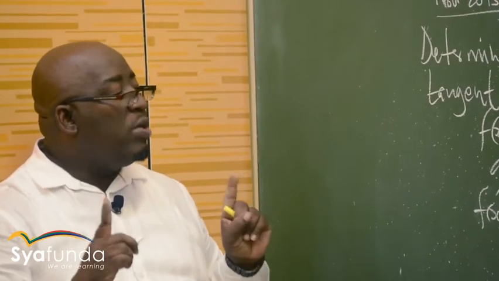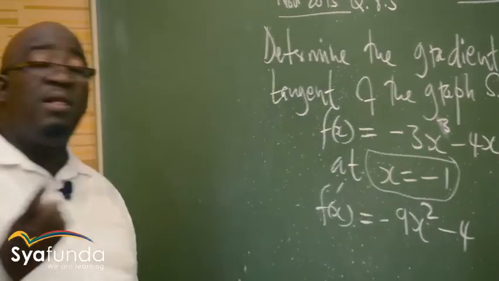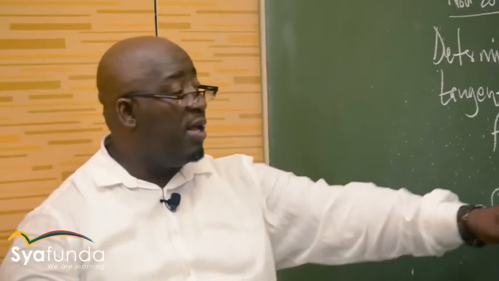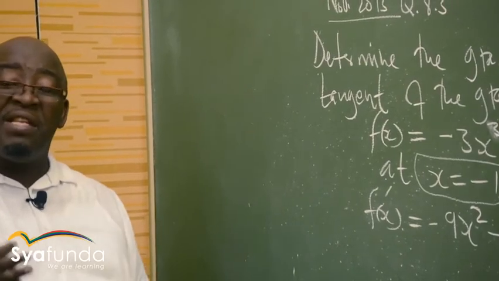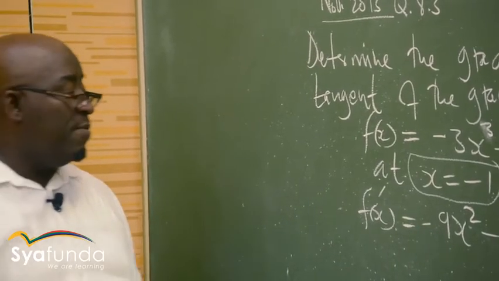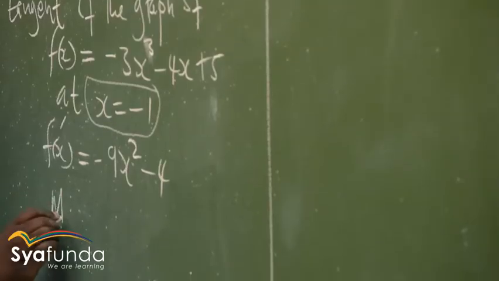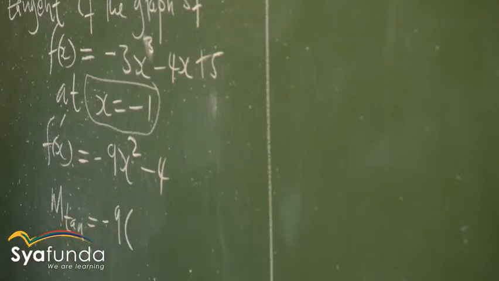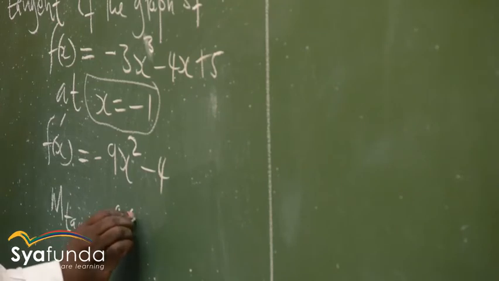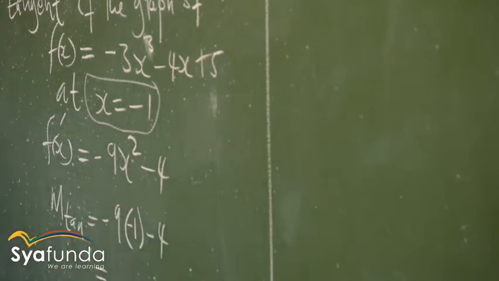But we are told the value of x. In other words, wherever there's x, we substitute, in this particular case, minus 1. So that will give us the gradient of the tangent at that particular point. So m tangent is the same as this gradient, which is minus 9x squared minus 4 at x equals minus 1. This will give us the gradient of the tangent.